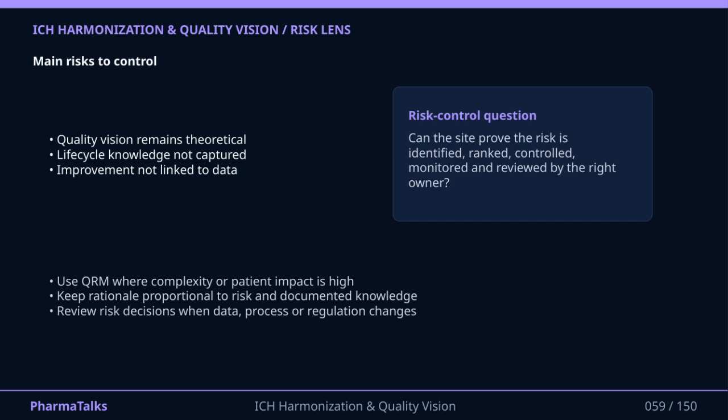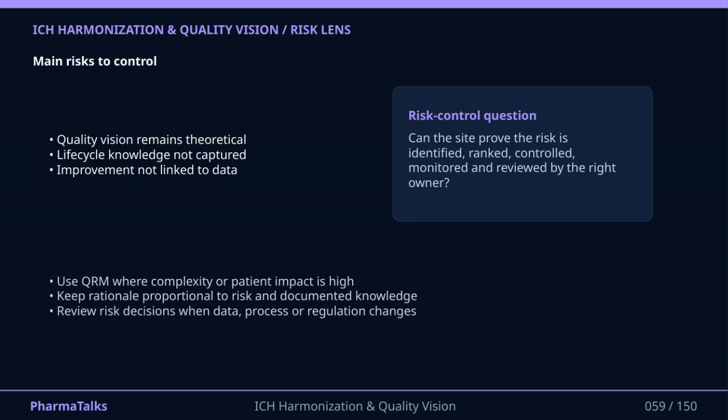One major challenge is that the quality vision often remains theoretical. It isn't fully embedded into practical, day-to-day operations. Another critical point is that knowledge gained throughout the product lifecycle isn't consistently captured, which limits continuous improvement efforts. Furthermore, improvement activities are often not connected to actual data, making it harder to measure their impact. The central question we need to ask is, can a site demonstrate that these risks are properly identified, ranked, controlled, monitored, and reviewed by the appropriate individuals? This accountability is crucial for effective risk management.